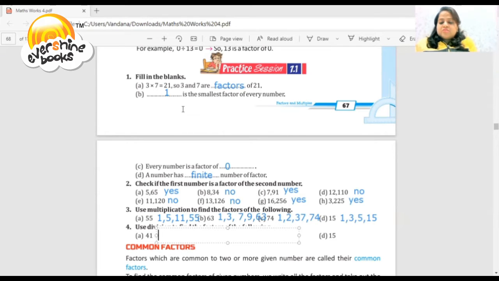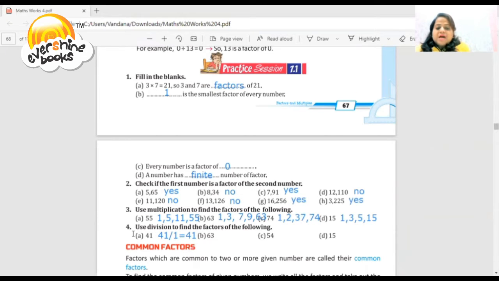Just tell me the factors of 41 fast. So students, it's your number 41 using the division method. So you have to write 41 divided by 1. So your answer is 41. So it means both these numbers are the factors of 41. Okay.